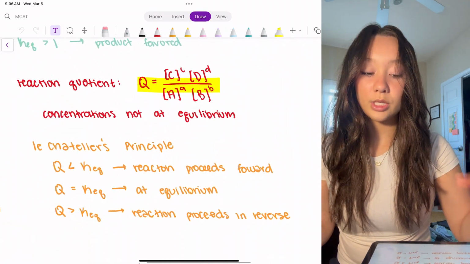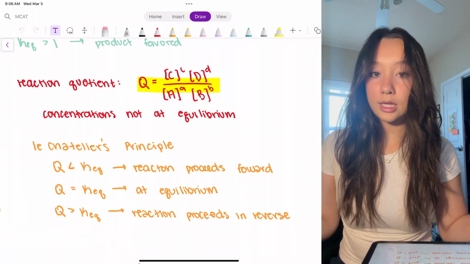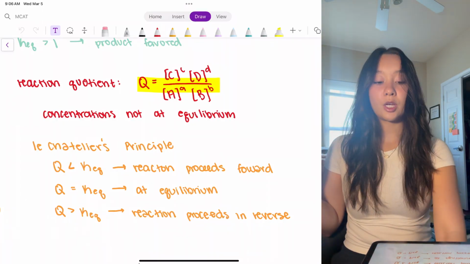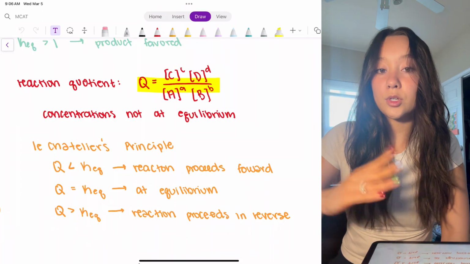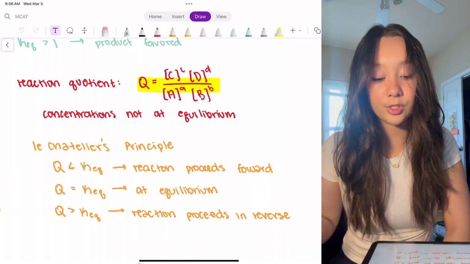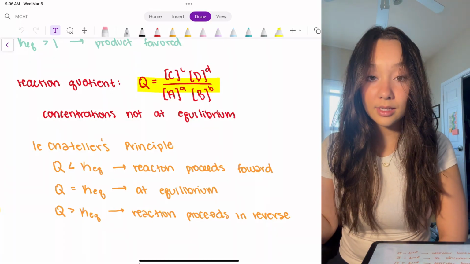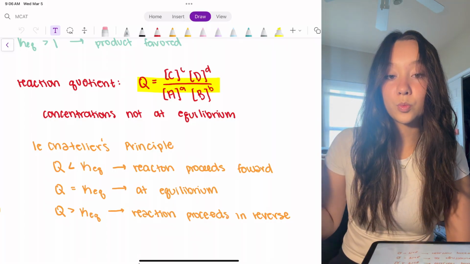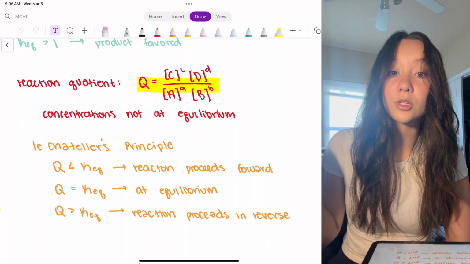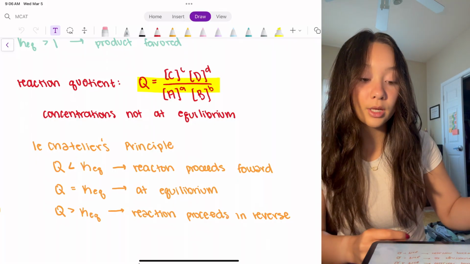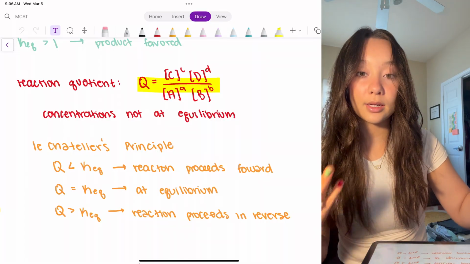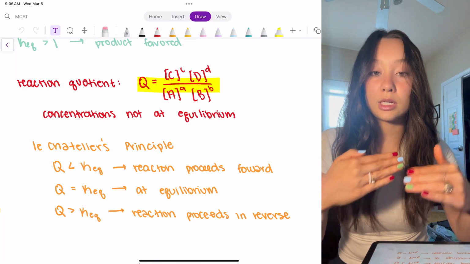Now, reaction quotient is the exact same thing, it's just not taken at equilibrium. So this can help you determine where the reaction is going to proceed in order to get to equilibrium. If Q is less than K, then it's going to need to react in the forward direction, because we're going to need to make more products to increase that value of Q to eventually get it to K.